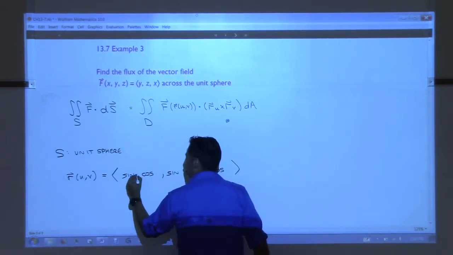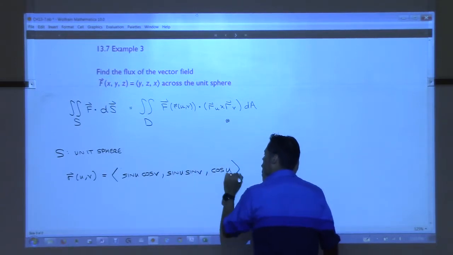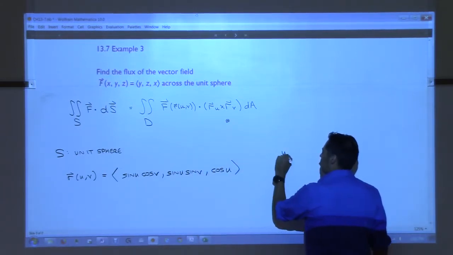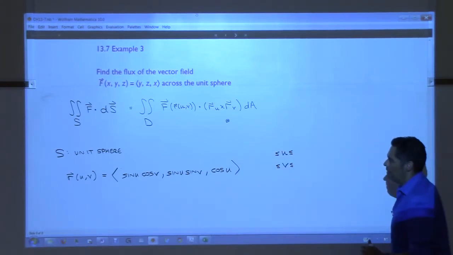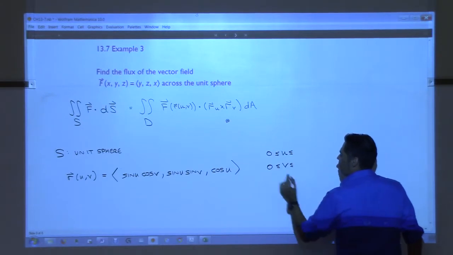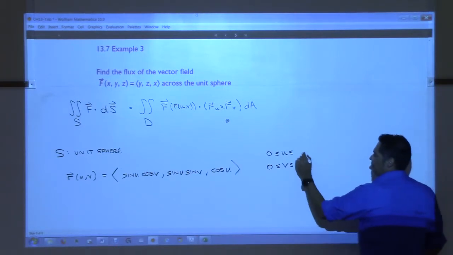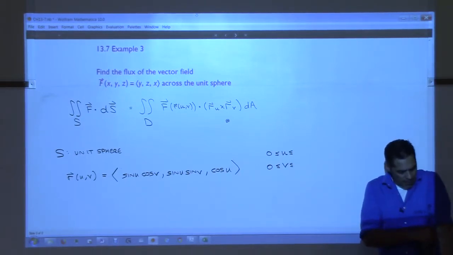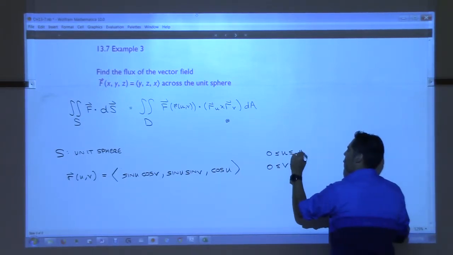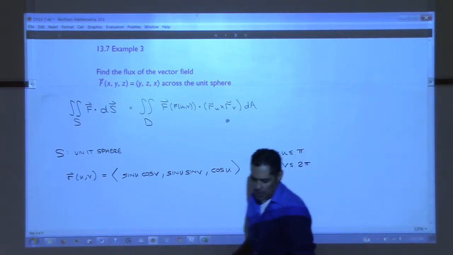Okay, so this is going to be sine u cosine v, sine u sine v, cosine u. What are our restrictions on u and v then? They both start at 0. We want to draw the whole unit sphere, right? So u is the phi, and phi is going to go all the way down to pi. And then v will go 0 to pi. We good?